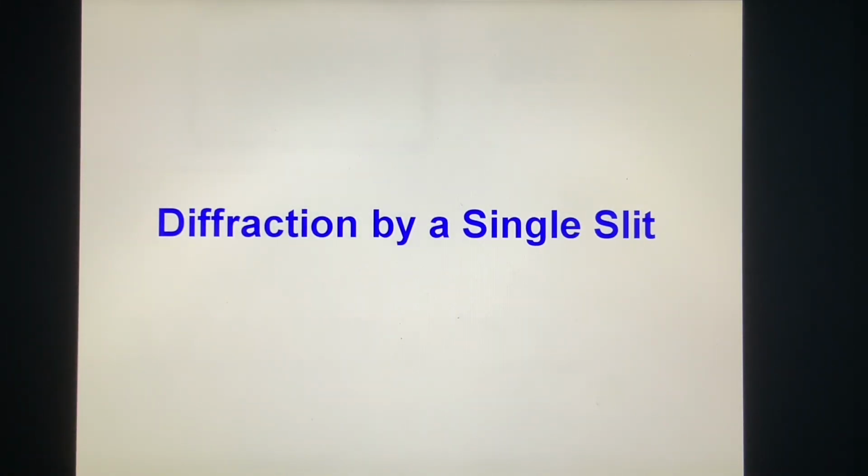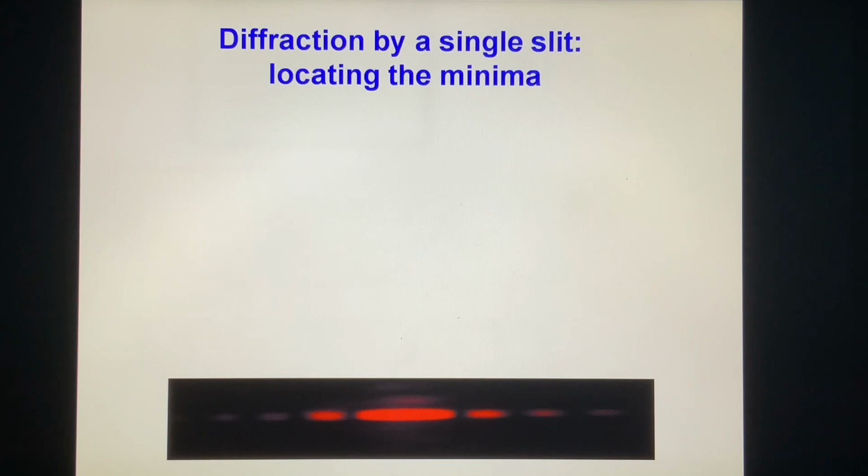Diffraction by a single slit, locating the minima.